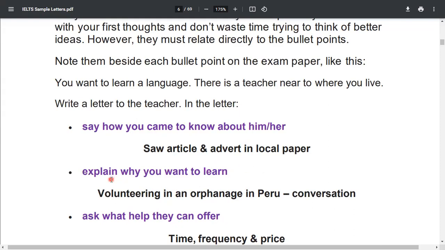For example, the second question says, explain why you want to learn. So I'm going to mention something about volunteering in an orphanage in Peru for conversation. So as you can see, if you are going to Peru, then I'm looking for a Spanish teacher. So you can make it up, okay? As you can see, I made up even the subject of the teacher. I made it a Spanish teacher because in Peru, they speak Spanish.